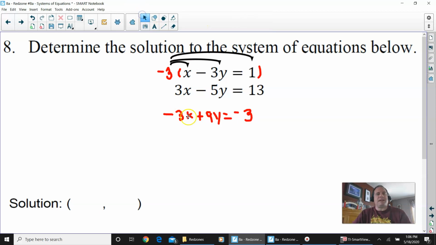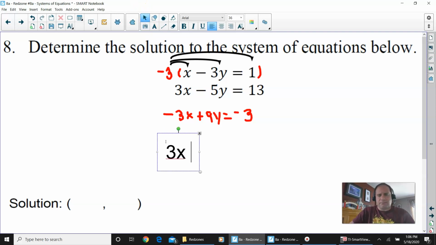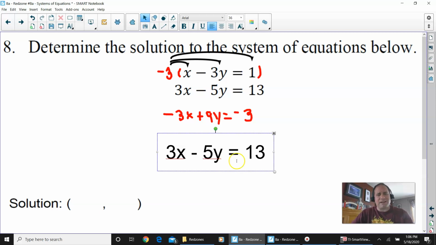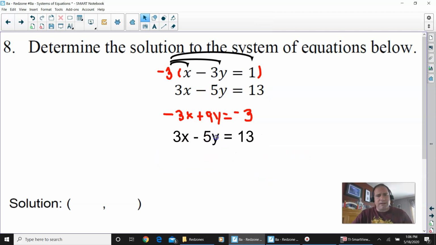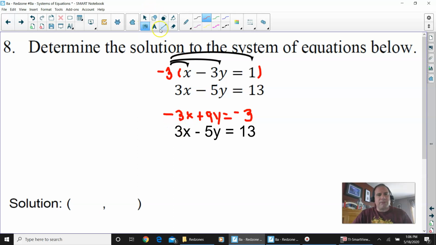Now I'm going to write down the 3, I'll type it. So I'm going to put 3x minus 5y equals 13. You really don't have to write it down again, since it's right above where my red equation is. So we have this right here canceling out, because that's exactly how I wanted to get that to basically happen, because I need one of these variables to cancel.